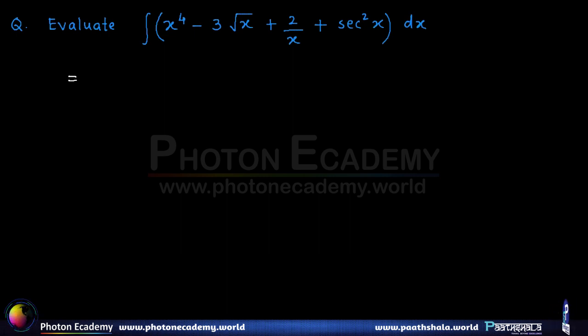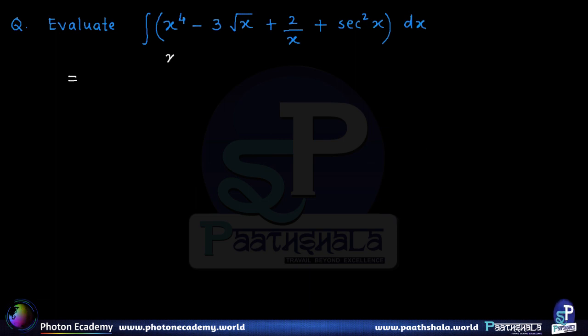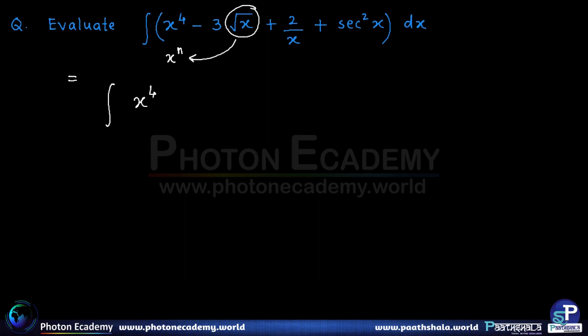Which is of the standard form, which is x raised to n, right? Now the second term, which is root x, is not in standard form. So we have to somehow write it in the form x raised to n, right? So let us write x raised to 4 as it is, minus 3. Now root x is nothing but x raised to half, correct?